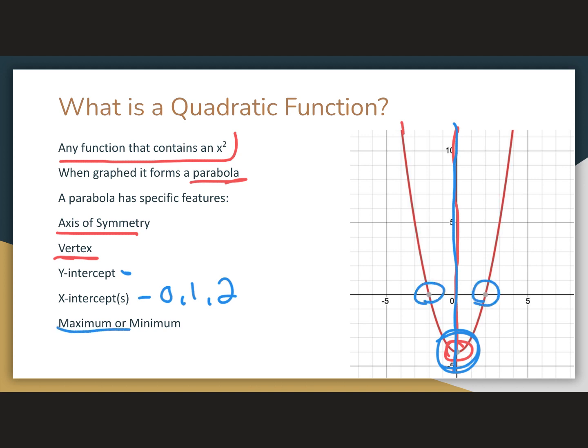Finally, we have a maximum or minimum. You'll see that on this, down here at the bottom, you can see that there's a minimum value here. If this was going the other direction, it would have a maximum value. So it definitely has a maximum or a minimum. So in this case, it has a minimum value right there at -4.